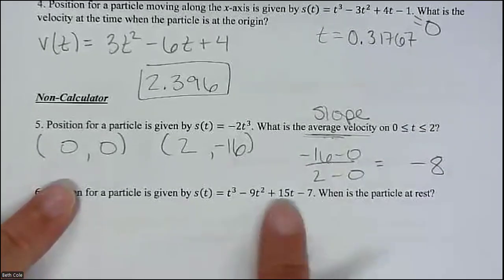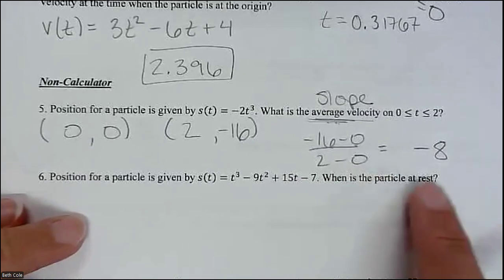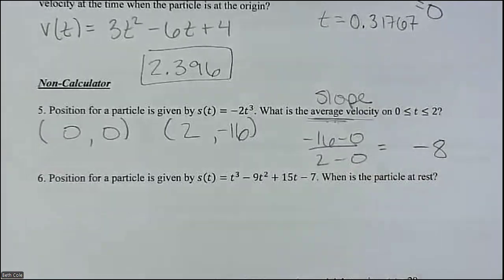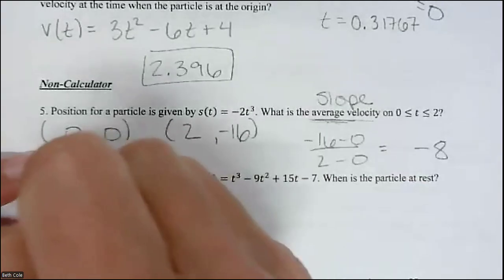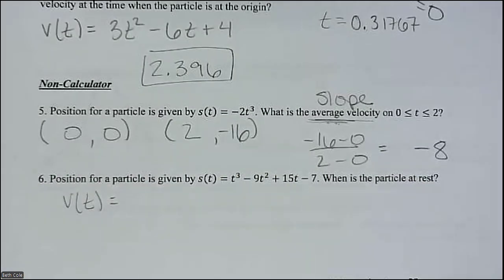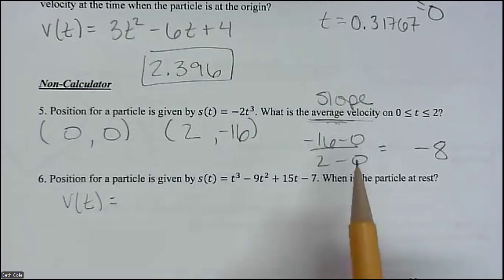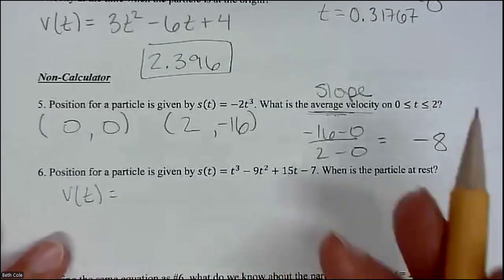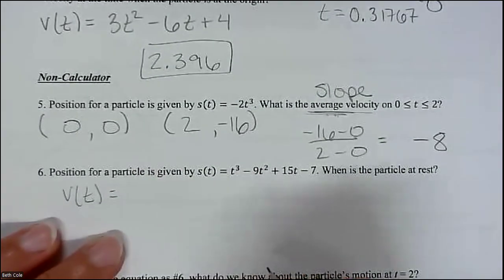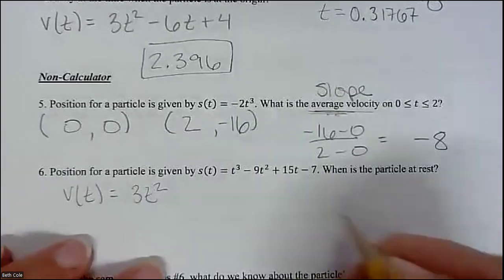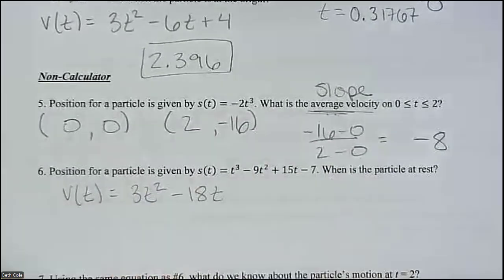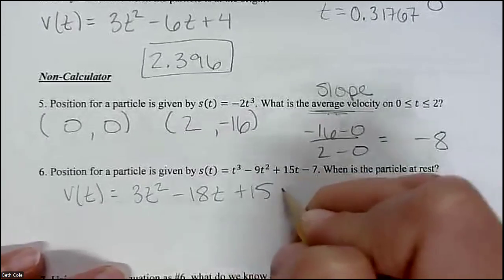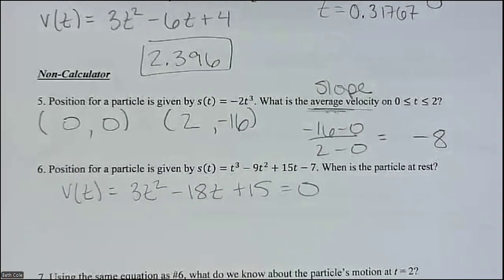This one, they give you position. They're asking, when is the particle at rest? Or how do you find at rest? Let me just throw that question out there. Yeah, velocity is 0. So we're going to get our velocity, set it equal to 0, do a little bit of algebra. So what is our velocity going to be? Good, 3t squared minus 18t plus 15 equals 0.